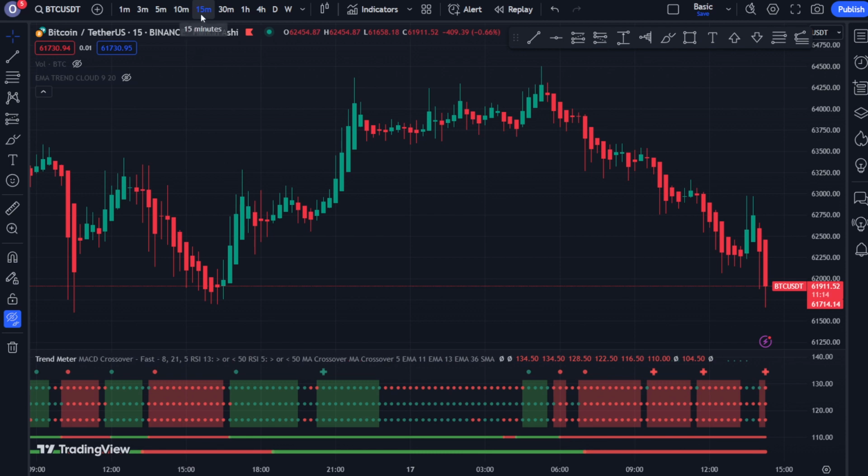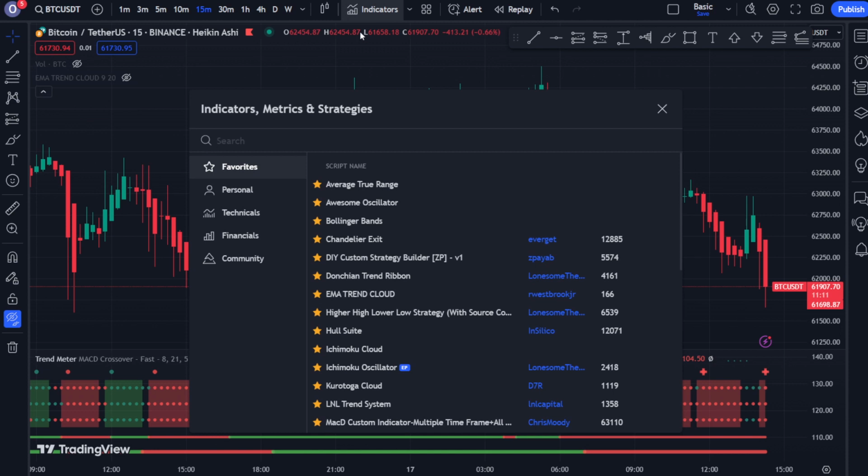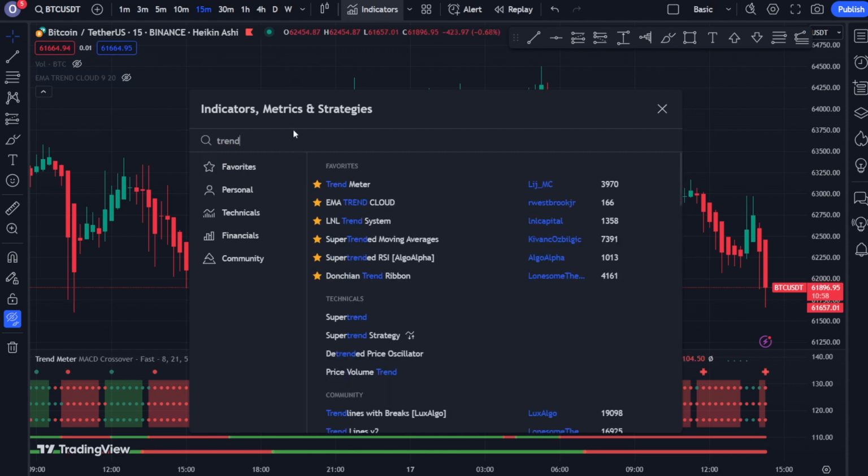I prefer to use this TradingView indicator on the 15-minute time frame, so make sure that you select the right time first, and then go to the indicator box, and search for Trend Meter by Lee JMC and click it to add the indicator to your chart.